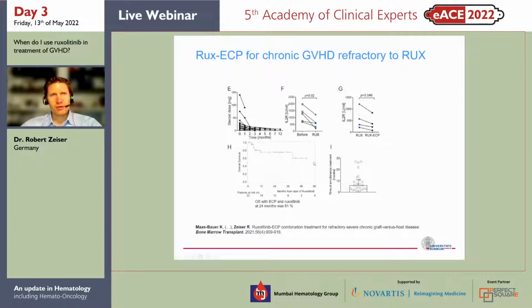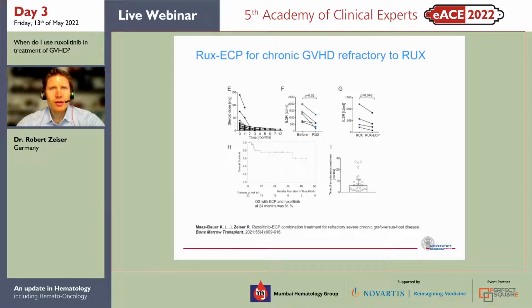Here you see the overall survival of these patients was quite favorable. At 24 months, 81% overall survival here. Of course, chronic GVHD is not as aggressive as acute GVHD. And these patients had a relatively good outcome for patients that are so chronic GVHD refractory.